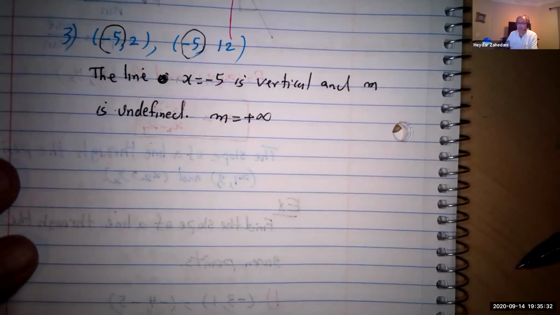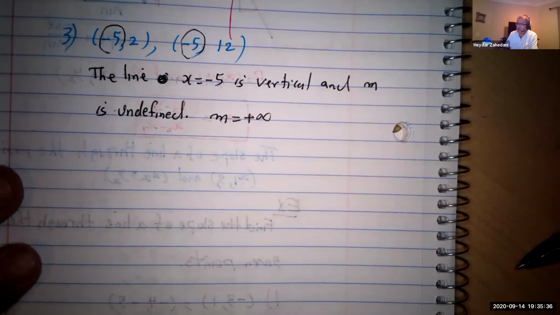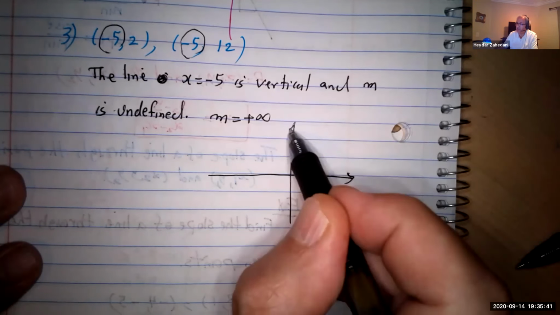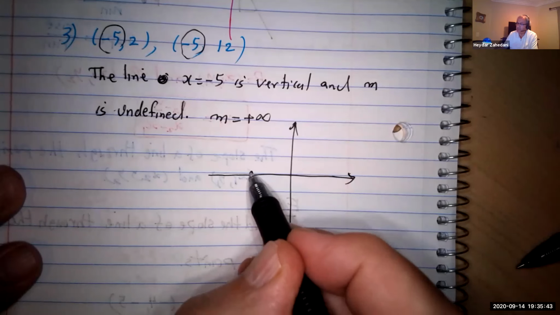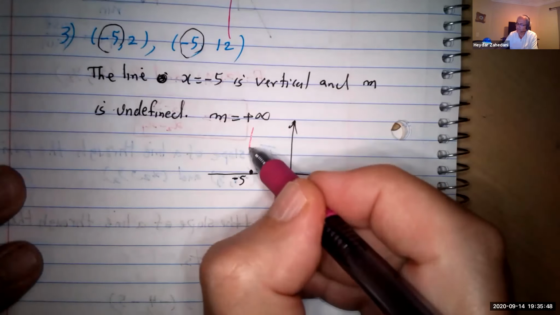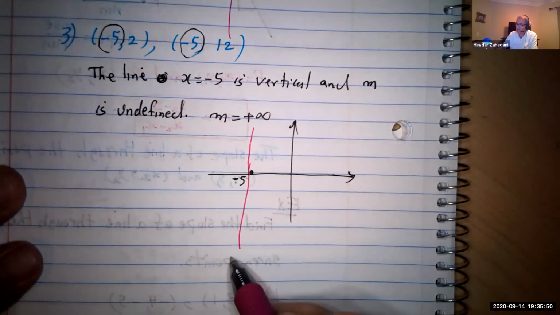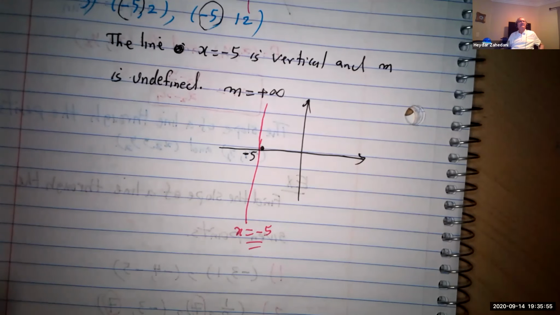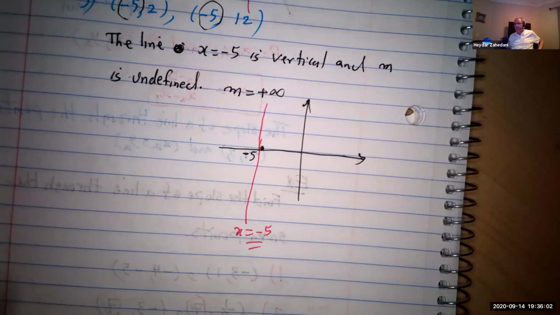Again, you can use the formula. If you use the formula, the numerator would be 0, and you cannot divide by 0. So this is going to be the xy plane. This is negative 5, and this is going to be your line. As you can see, x equal to negative 5 is a vertical line. There is no run. You must go up, up, up, up, which is impossible. So in this case, m is going to be undefined.